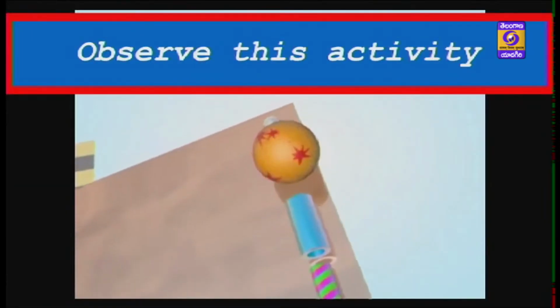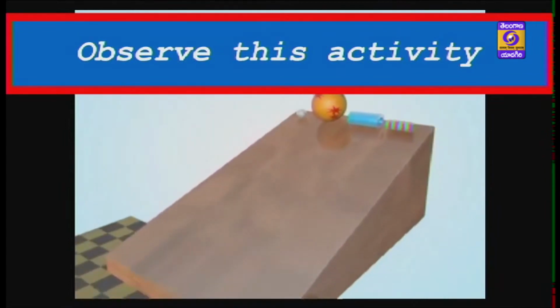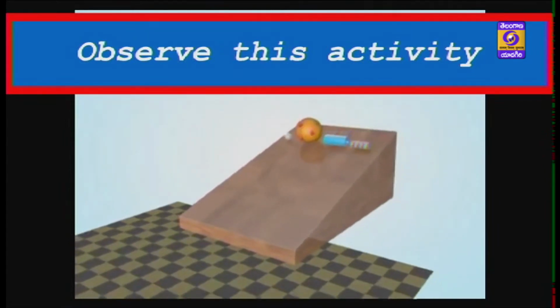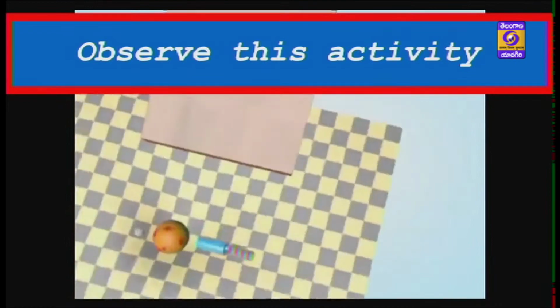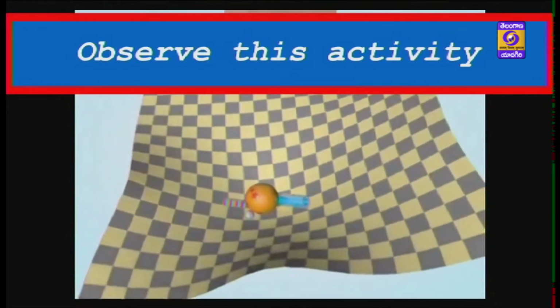Observe this activity. A ball, a bead, two cylindrical objects are moving through an inclined plane. What did you observe in this activity? Which object travelled long distance? Which object travelled small distance?